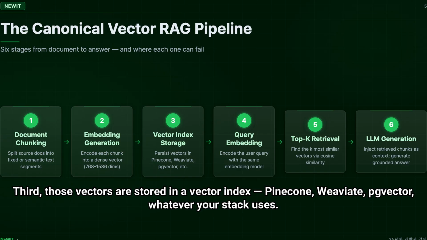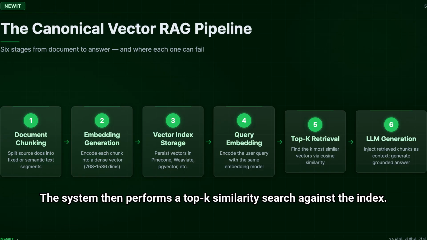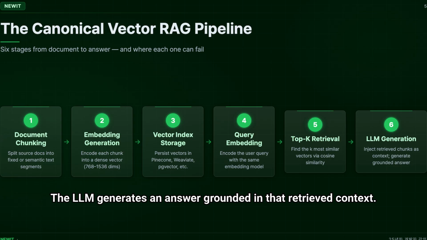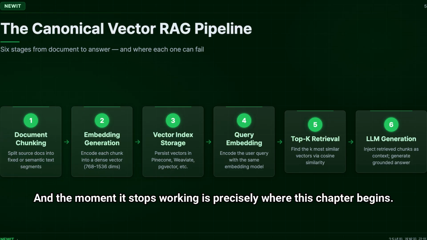Third, those vectors are stored in a vector index, Pinecone, Weaviate, pgvector, whatever your stack uses. At query time, the user's question is embedded using the same model. The system then performs a top K similarity search against the index. The K most similar chunks are retrieved and injected into the LLM prompt as context. The LLM generates an answer grounded in that retrieved context. That's the full loop. It's elegant, it's scalable, and it works until it doesn't. And the moment it stops working is precisely where this chapter begins.